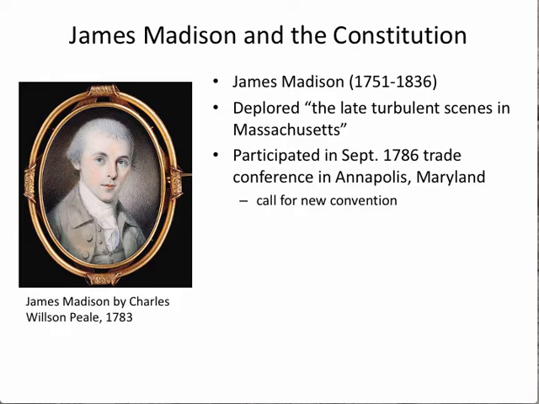Madison blamed the turmoil in Massachusetts on the weak federal government created by the Articles, and he got a chance to promote his ideas in September of 1786 when he was a delegate to a trade conference between the various states in the city of Annapolis, Maryland. And while in Annapolis, Madison started talking to the other delegates and recommending that a new convention be called to revise the Articles of Confederation.